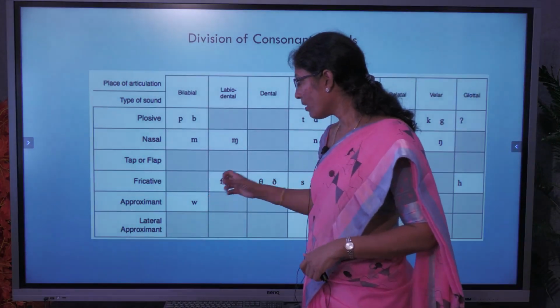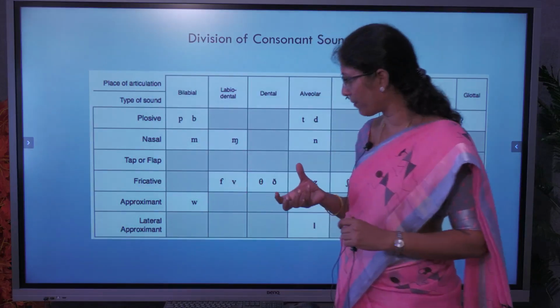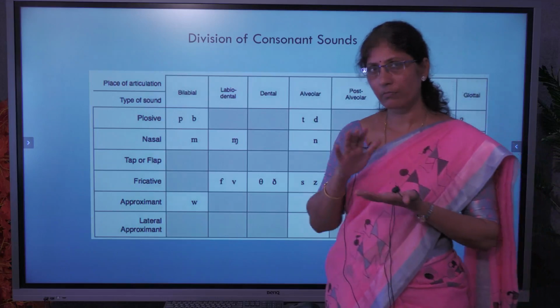Next, fricatives. So in the word itself, you can understand friction. So what is meant by friction?